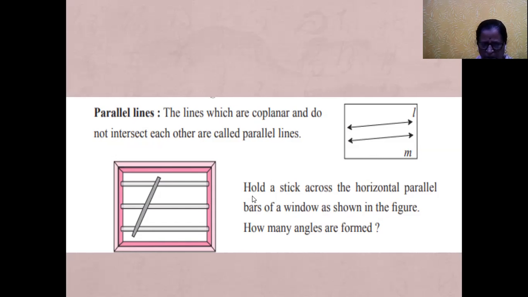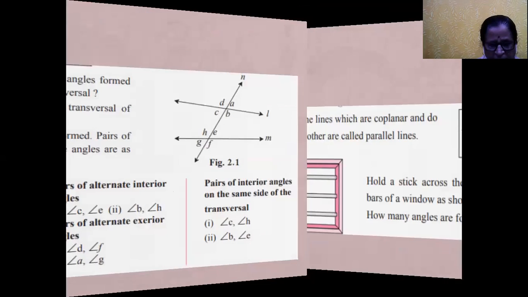See here, hold a stick across the horizontal parallel bar of a window as shown in the figure. These are bars and this is a stick. It is across here, here and here, and some angles are formed. How many angles are formed in this picture? We'll see in the next figure.